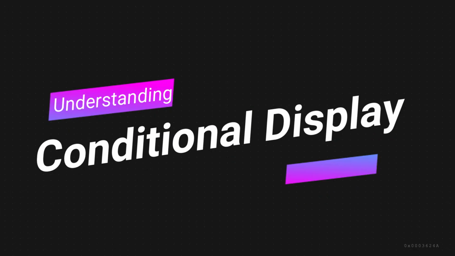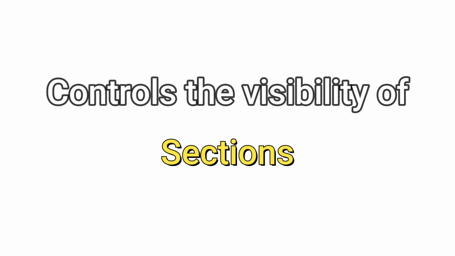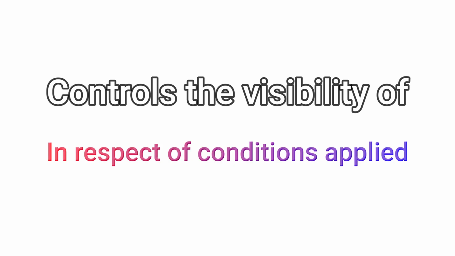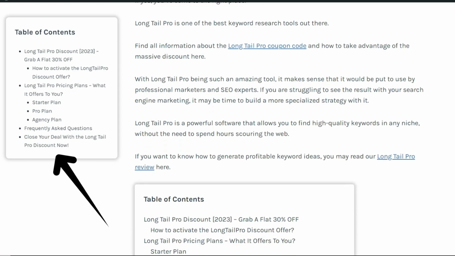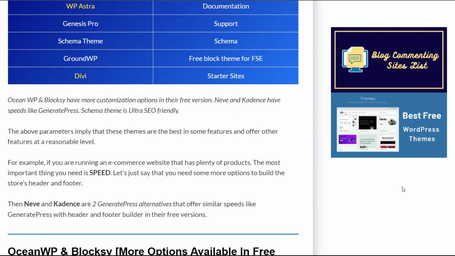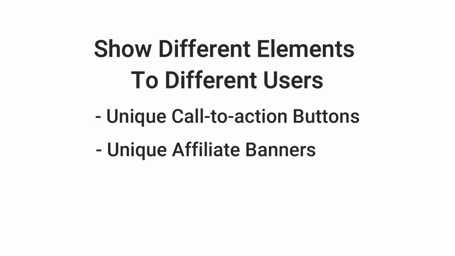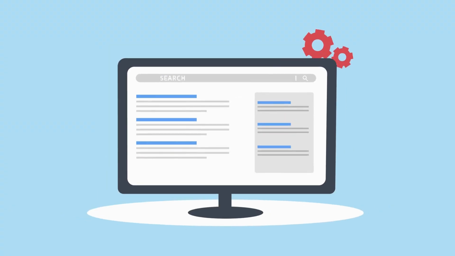Before we begin, let's understand what the conditional display feature of Kadence theme is all about. This powerful feature allows you to control the visibility of different blocks, sections, or elements on your website based on specific conditions. It allows you to show or hide certain content based on user interactions, device types, user roles, and much more. It means you can create personalized experiences for your visitors and ultimately make your website more engaging and user-friendly.